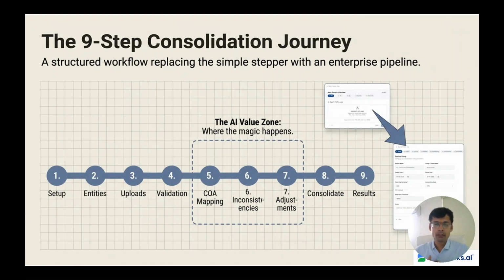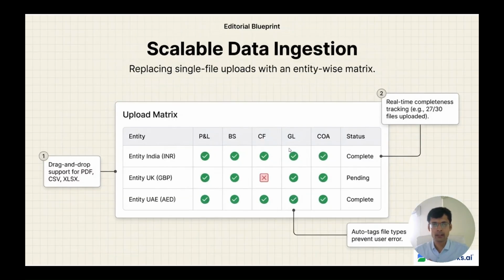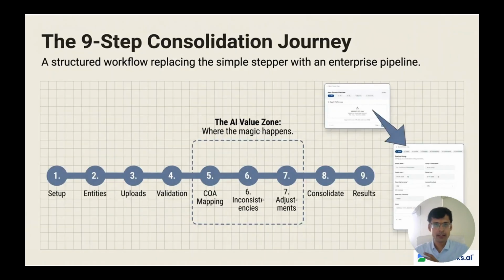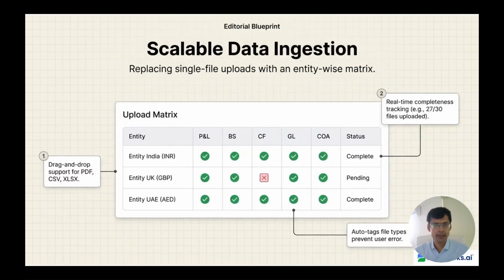Adjustments would be more of manual journal entries which need to be passed. So based upon the inconsistencies, you get to enter the manual journal entries. Once you enter those manual journal entries, there is a process of consolidation, currency conversion, and then intercompany elimination, and then you get the final results. So that's how this is a 9-stage cycle of a consolidation journey.